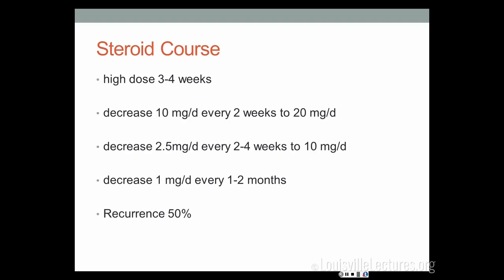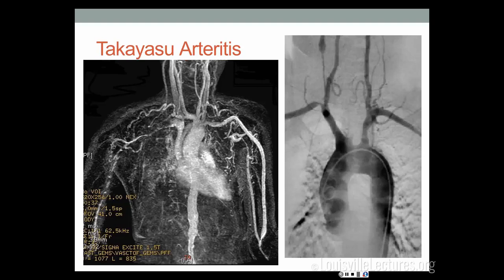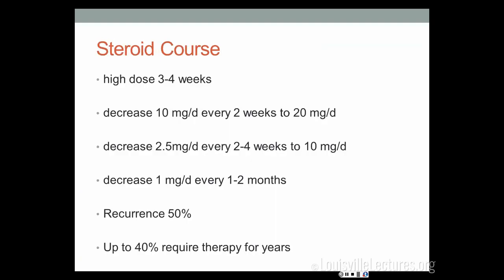Usually they're on this for at least 6 months, maybe a year. Or typically a year. Recurrences are common. Half of patients will have a recurrence, and you just put them back on the next dose of steroids they were at before they recurred, and generally that takes care of it. Almost half require therapy for years. This is a long-term chronic condition. Any questions about giant cell? So elderly person, pain above the neck, visual changes, steroids, and biopsy.